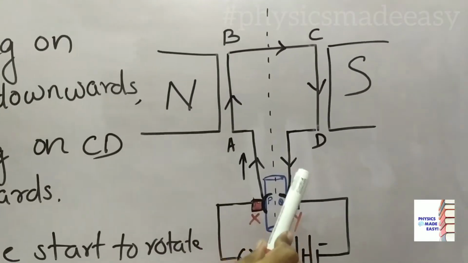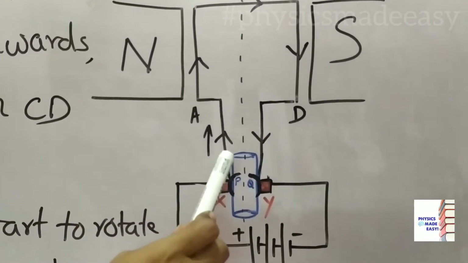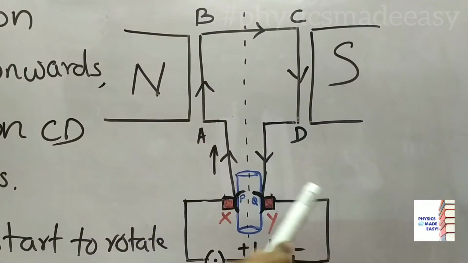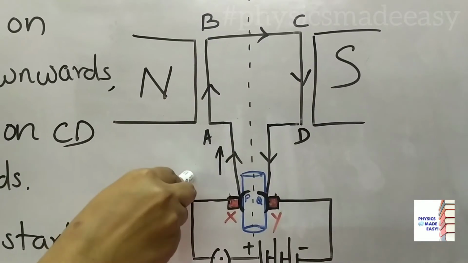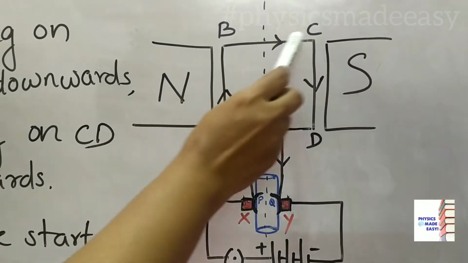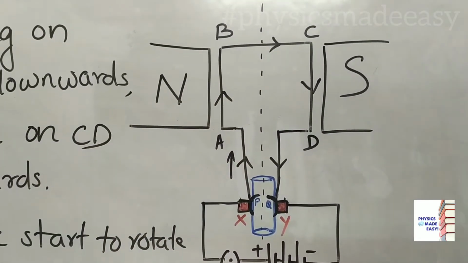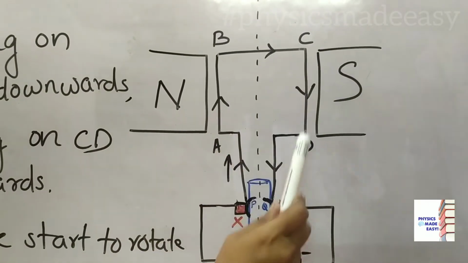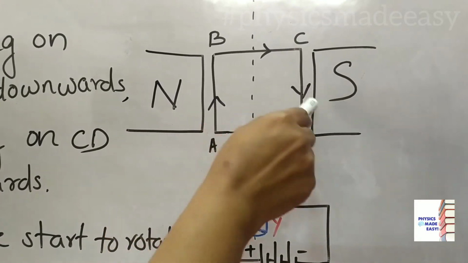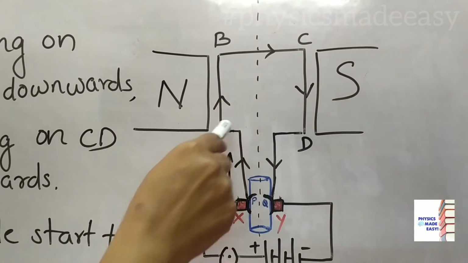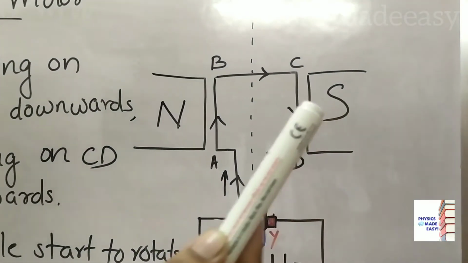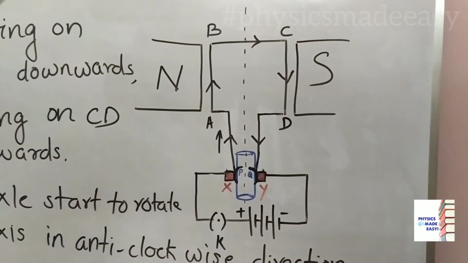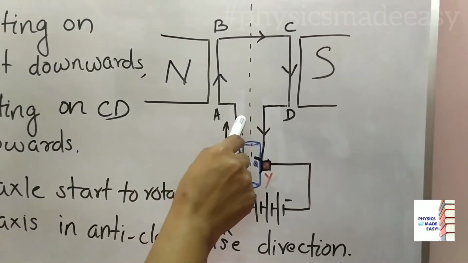Listen children, here you can see the current is passing from positive to X, then to A, B, C, D. I told you the directions of current through AB and CD are opposite. In AB it is from A to B, in CD it is from C to D. That is placed in this magnetic field, so this rectangular coil will move. We can use Fleming's left hand rule to say the direction of motion of this rectangular coil.